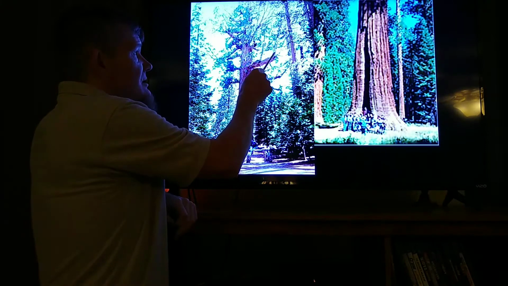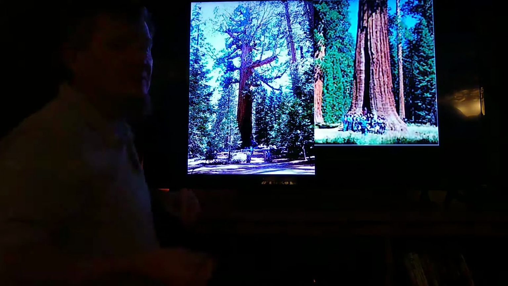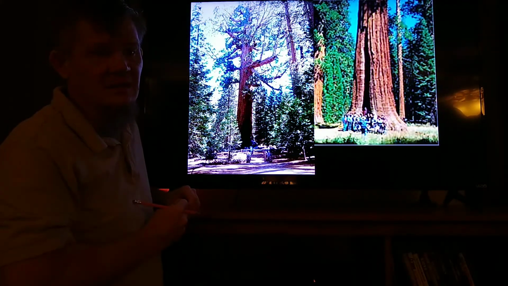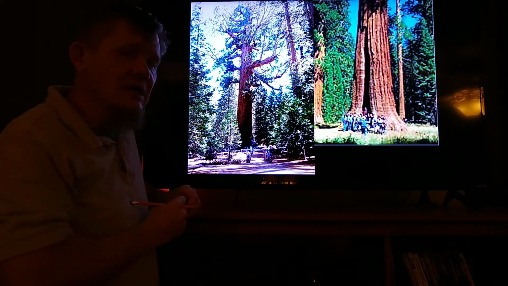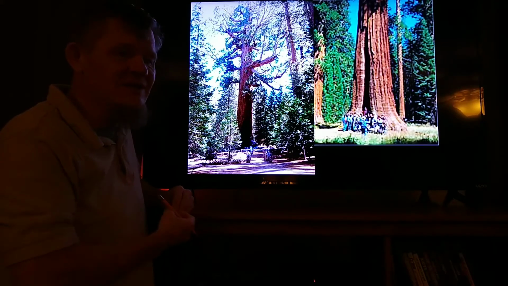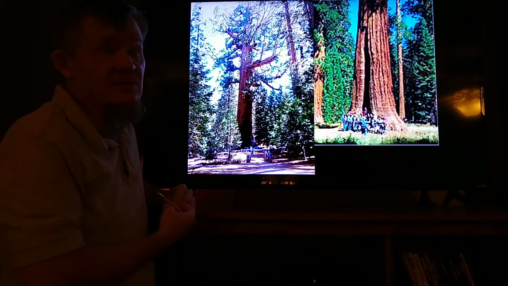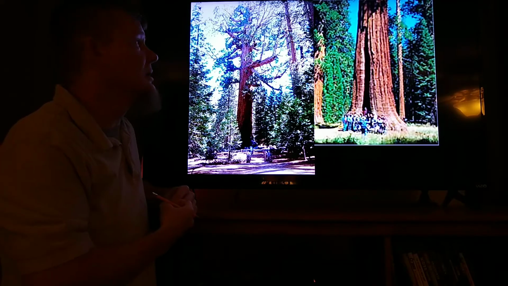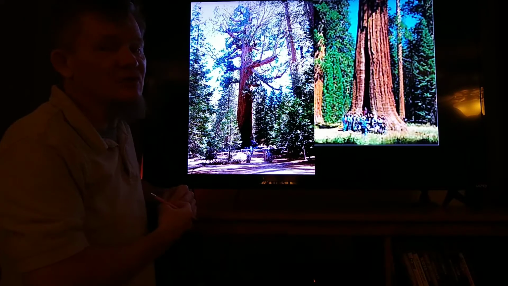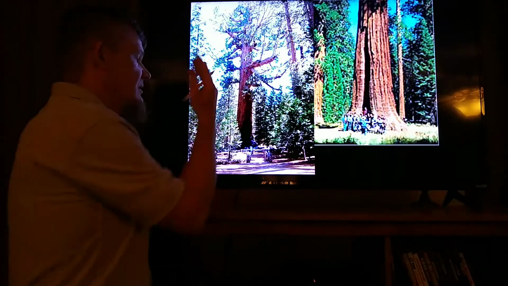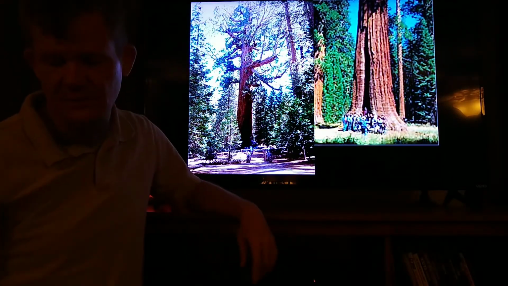If you look really close at that picture, these branches that are coming off of the tree, what is it? It's another tree. The tree is so big that its branches become trees. So large that their branches become trees of their own. These plants are so huge, so large.